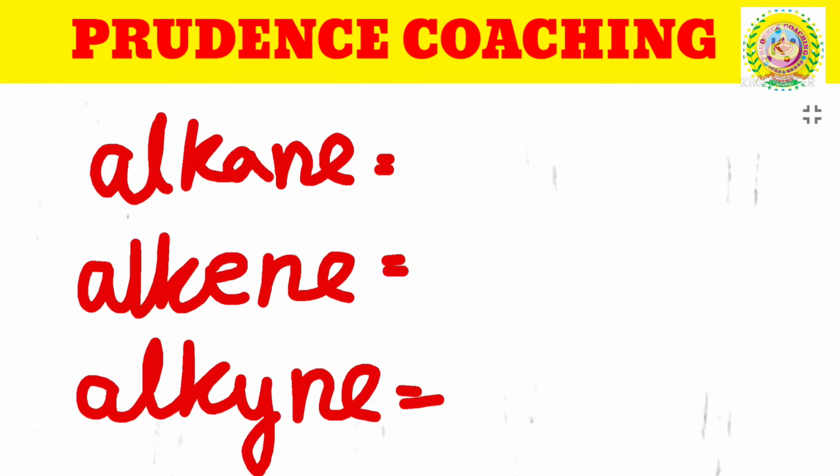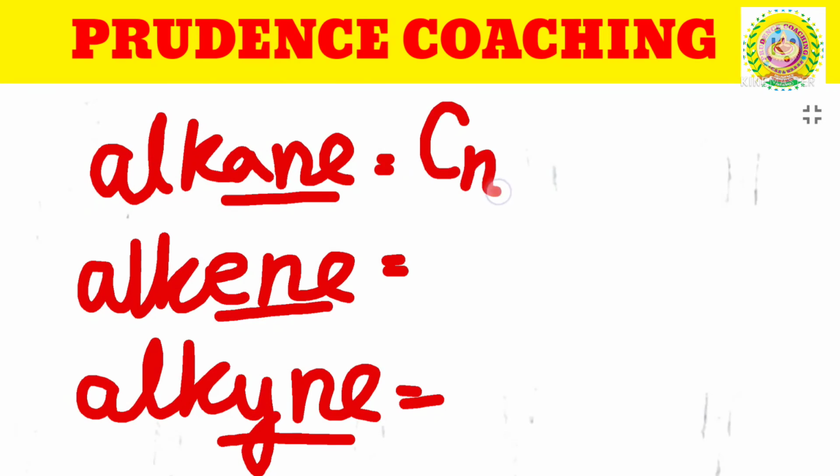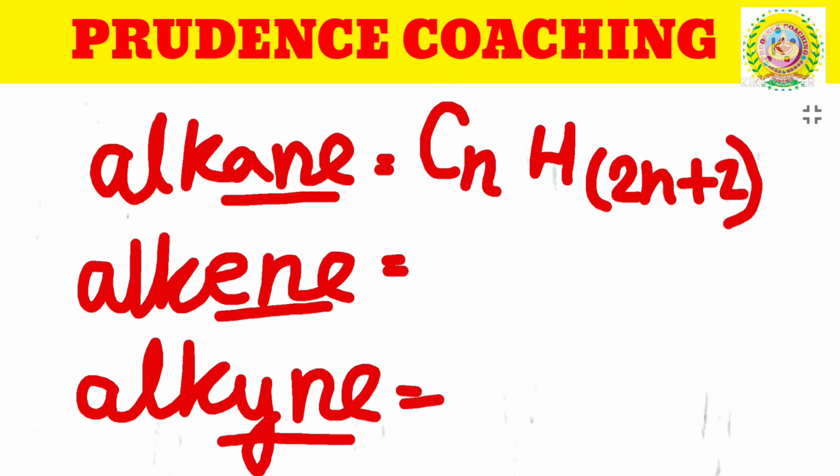So before writing this name, you must know the general formula of alkane, that is single covalent bond, alkene, that is double covalent bond, and alkyne, that is triple covalent bond. In case of alkane, the general formula is CnH2n plus 2. Here n is the number of carbon.